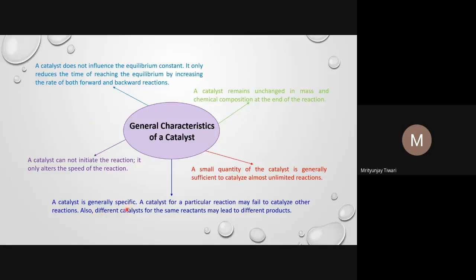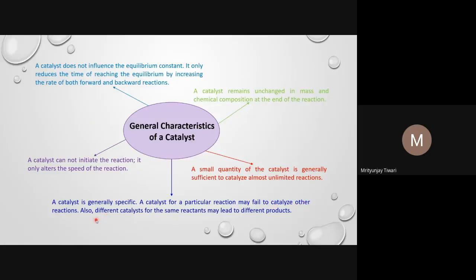A catalyst is generally specific, and this is what I have briefly explained earlier. So, a catalyst is generally specific to a particular reaction. What does it mean? Specific means a catalyst for a particular reaction may fail to catalyze other reactions. It means if you see that this is a catalyst, it doesn't mean you use the same thing for all the reactions. It will not catalyze all the reactions, it will not increase the rate of all the reactions. A particular compound increases the rate of a particular reaction, and this is what is called the specificity of the catalyst. So a catalyst for a particular reaction may fail to catalyze other reactions.